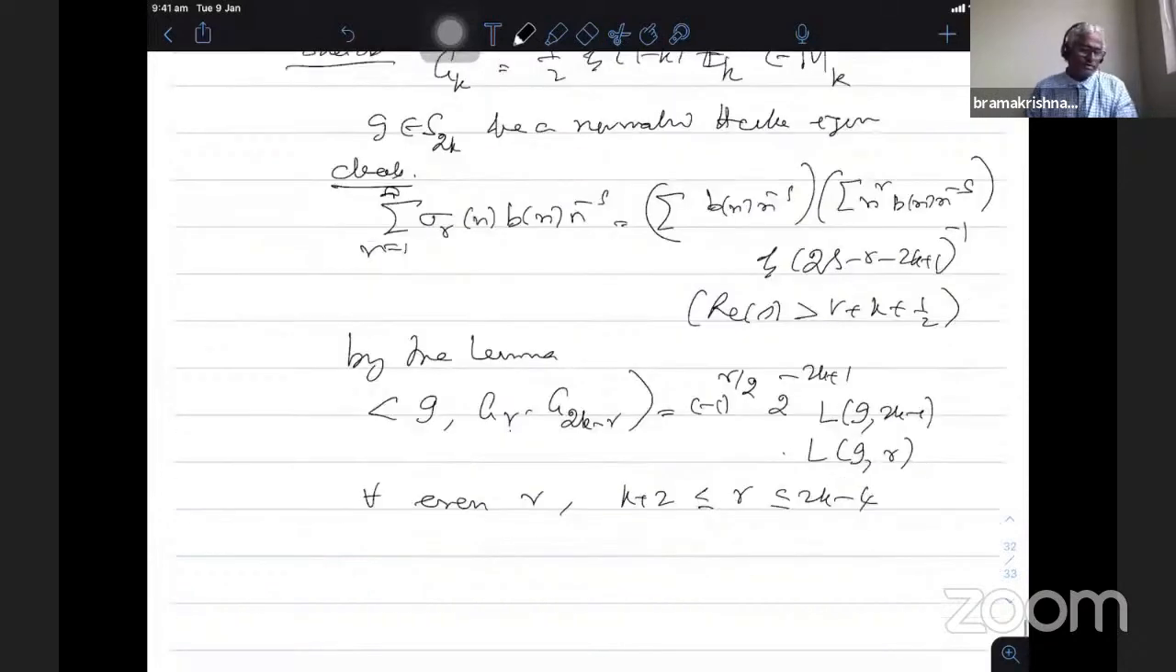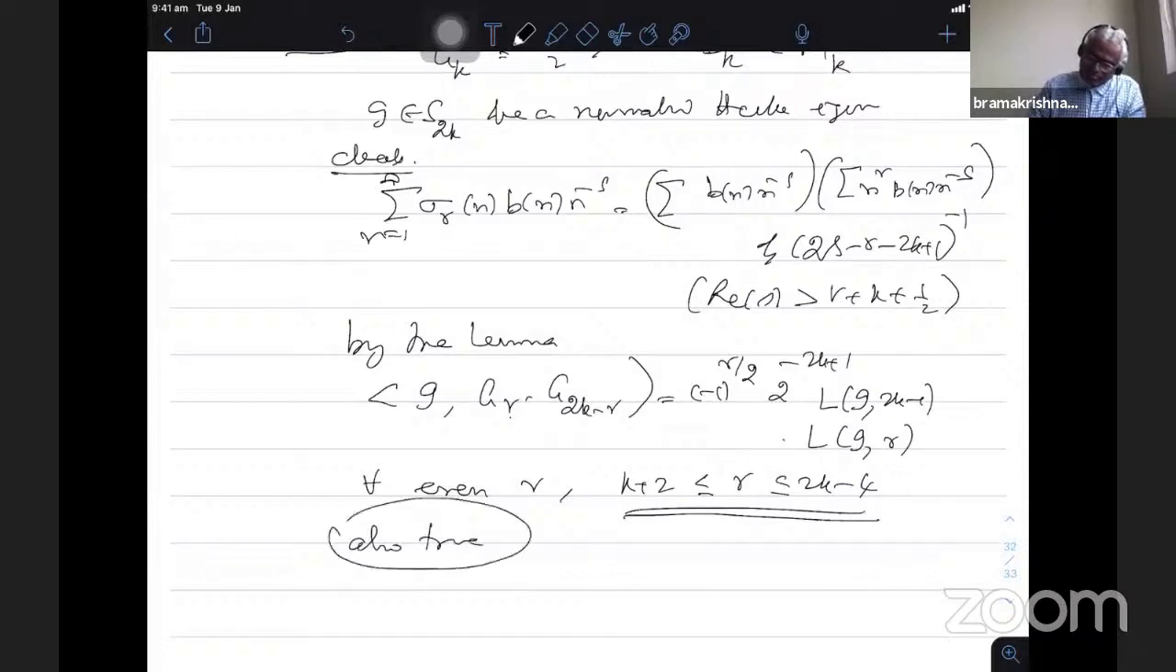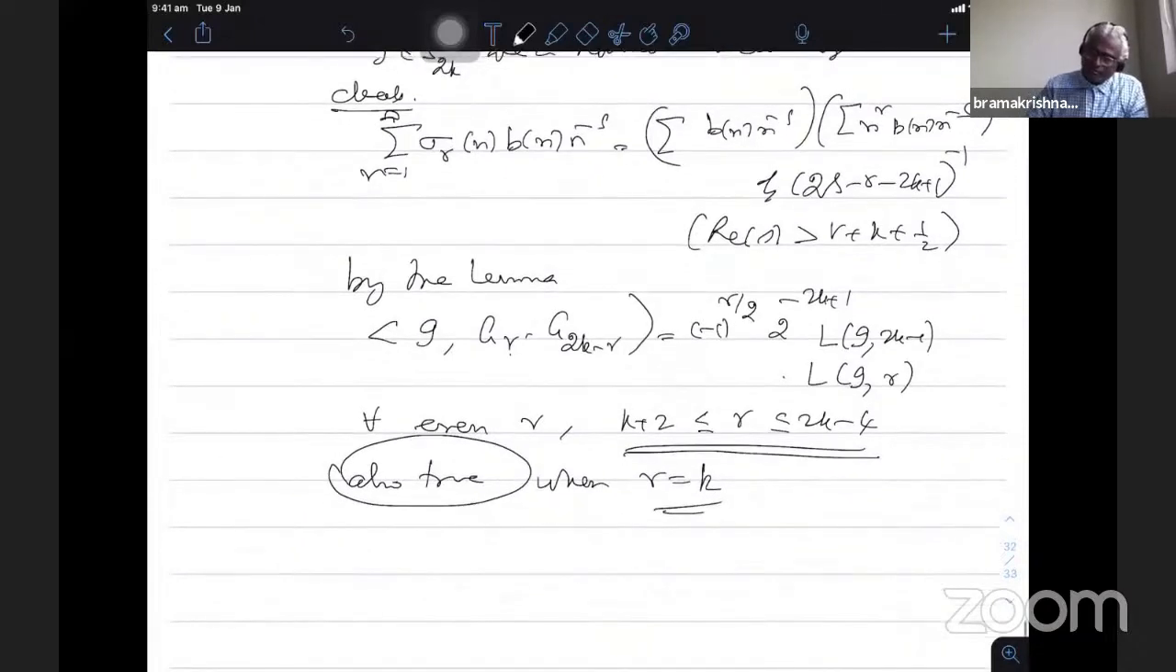So that is Rankin's formula, and then he shows that though this is true only in this range, it is also true when r equal to k. That is what we want. Okay, L of G at k we need. Therefore the whole relation is true even when r equal to k. Therefore, when I take the inner product of G with G_k squared, it is minus 1 power k by 2, 2 power minus 2k plus 1, L of G at 2k minus 1 and L of G at k.